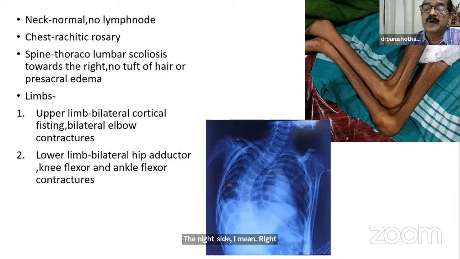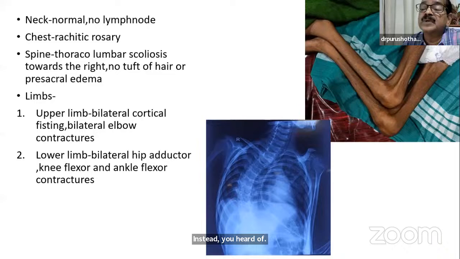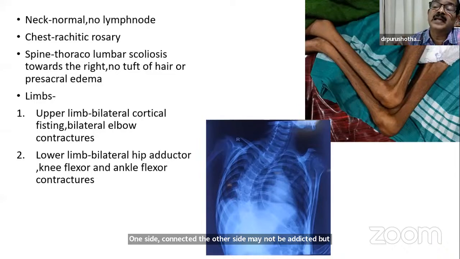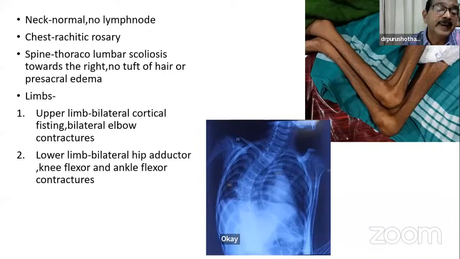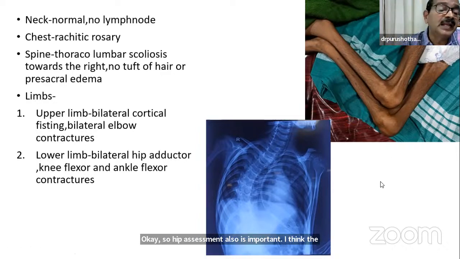Maybe there is a problem of windswept deformity. You heard about windswept? One side is adducted, the other side may not be adducted but abducted. The position is very important because one of the problems here very likely is a dislocation of the hip. Okay, so hip assessment also is important. I think the left side, madam, what do you feel? Left side of the hip, is it adducted?